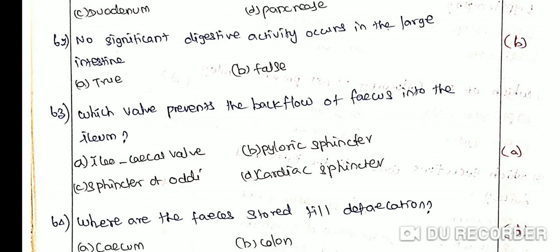Which valve prevents the backflow of feces into the ileum? Option A ileocecal valve, option B pyloric sphincter, option C sphincter of Oddi, option D cardiac sphincter. The correct answer is option A, ileocecal valve. The undigested and unabsorbed substances are called feces, which enter into the cecum of the large intestine through the ileocecal valve, which prevents the backflow of the fecal matter.